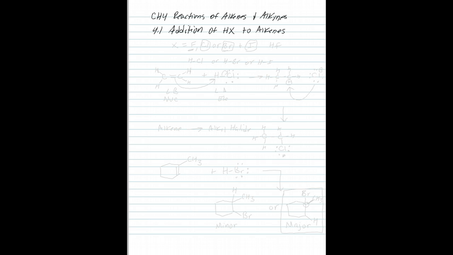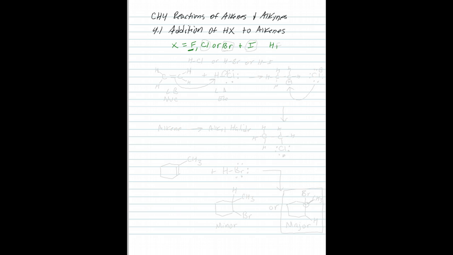HX to alkenes. And whenever I say X in organic chemistry, we've talked about this, but just to remind you, that means either fluorine, chlorine, or bromine. Right? X is kind of a shorthand way of talking about halogens. And iodine. We've got iodine in there. Okay. Now, typically we don't talk about fluorine.